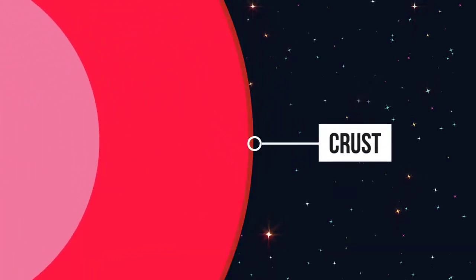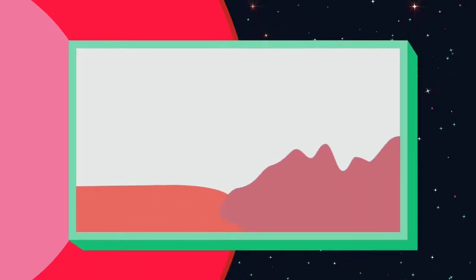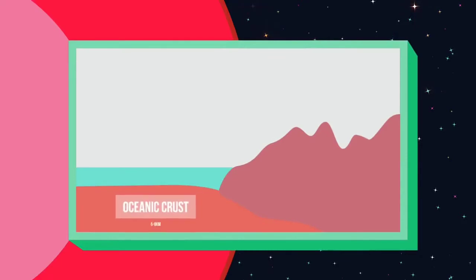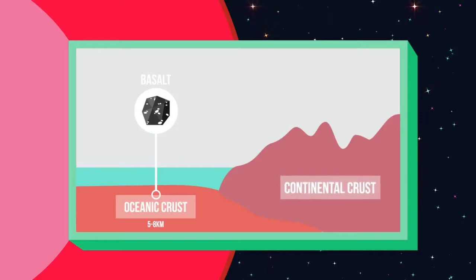Let's start with the outermost and thinnest layer, the crust. There are two parts to the crust, one being the oceanic crust, which the ocean sits on and is around 5 to 8 kilometers deep. It is mainly made of basalt, which is a type of igneous or volcanic rock. The other part is the continental crust, which is what we live on. This varies from around 8 kilometers to 70 kilometers and is largely made of another igneous rock called granite.